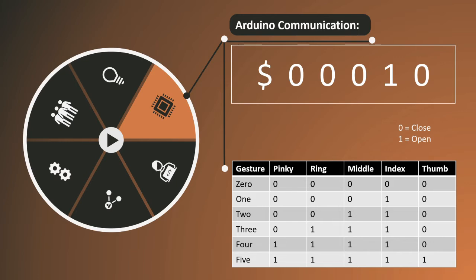Vice versa. As you can see here in the table, whenever any finger digit is 1, it means that finger is open, and wherever the number is 0, it means the finger is closed. So if the human finger is closed, the robot fingers will also close.